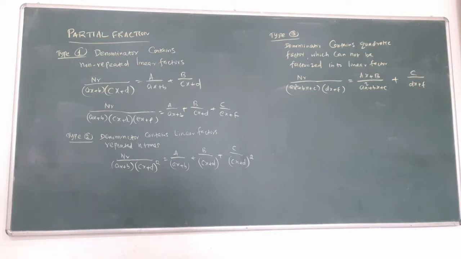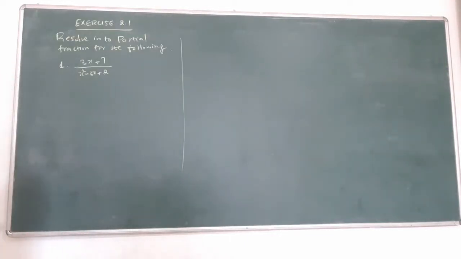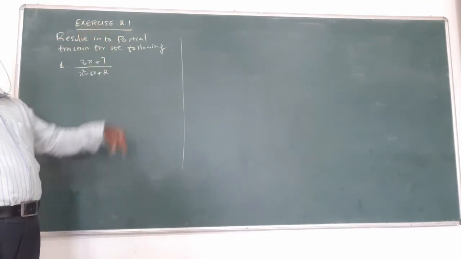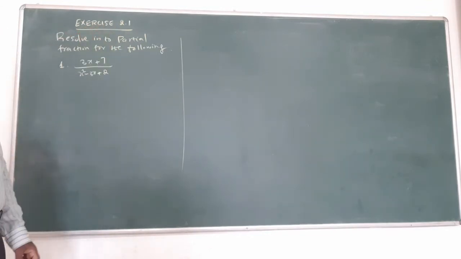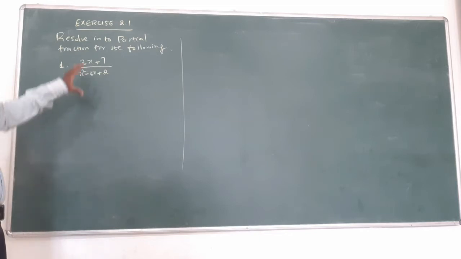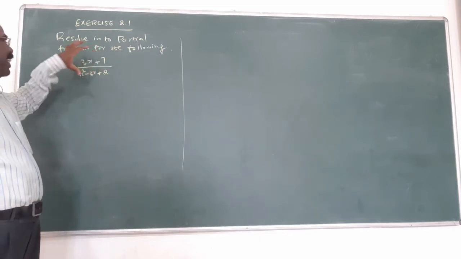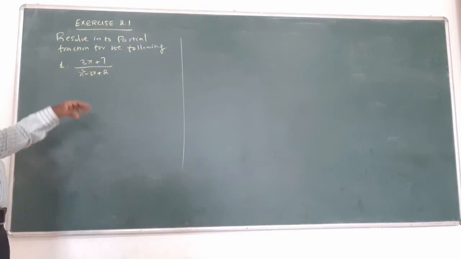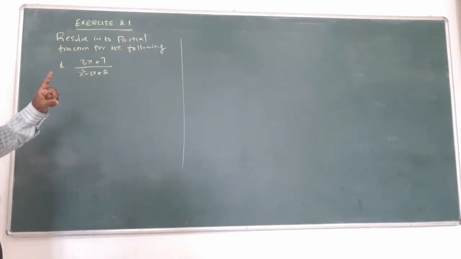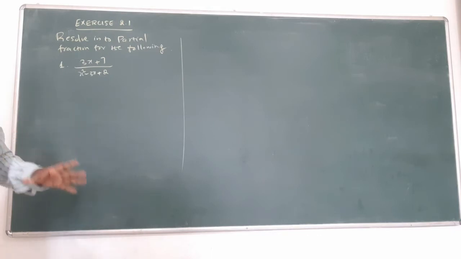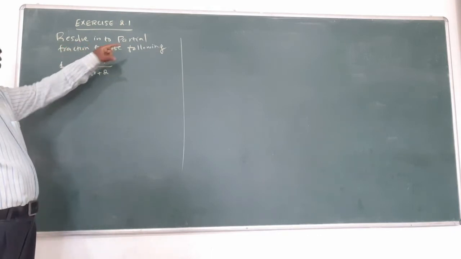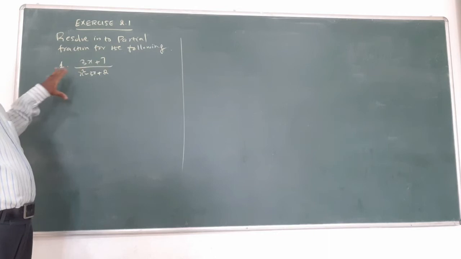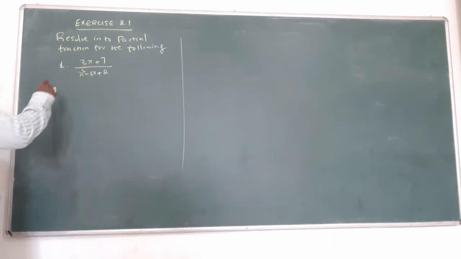Study well, thoroughly. Listen here, exercise 2.1. Already 2.2 and 2.3, 2.1: this is the only model, partial fraction. This idea is partial fraction. We have so many problems. Definitely from this exercise, either a 5 mark or 3 mark question will come. Resolve into partial fractions the following. The first question. Now what are you doing?